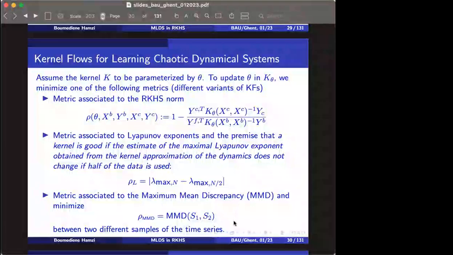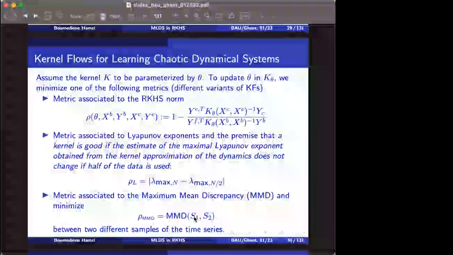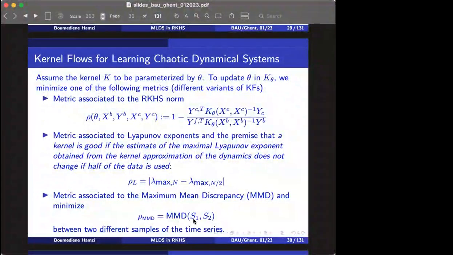And then we can also use another metric if you are looking, for example, at the statistical properties, where we say that the kernel is good if the MMD between two samples of the time series, or one sample and a subsample of this sample, is small. So the raw MMD is the MMD between S1 and S2.